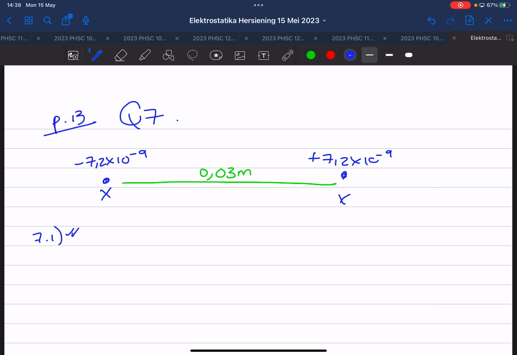Regtig vir julle nie? Hey, mag eens. Okay. So dalk hierdie jaar.